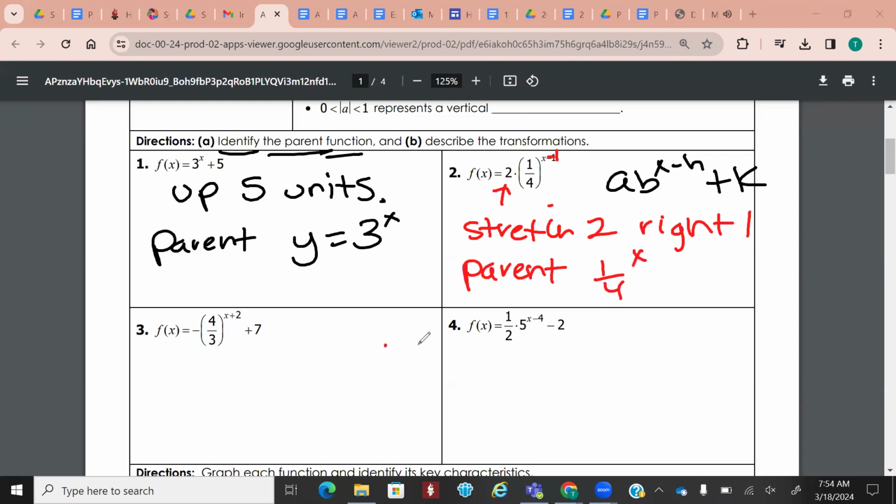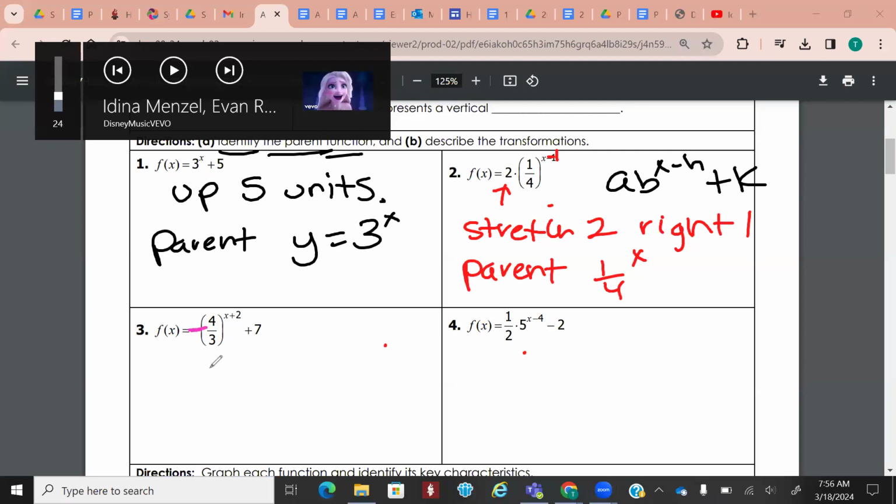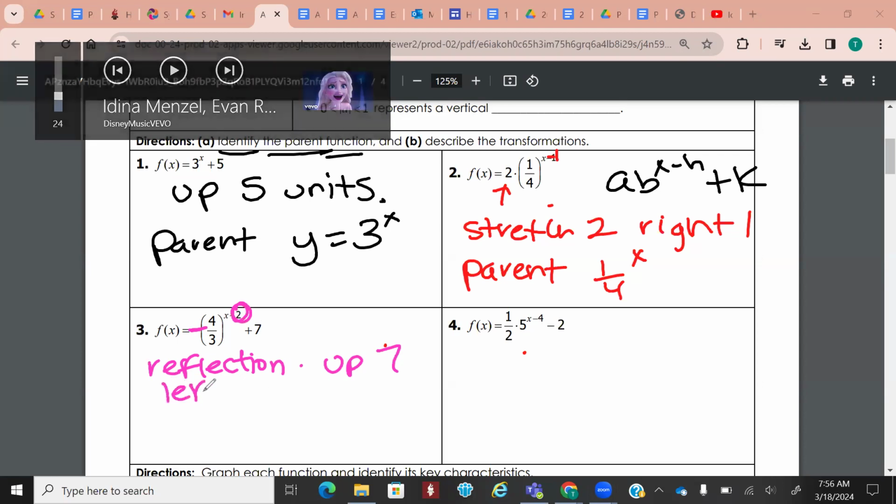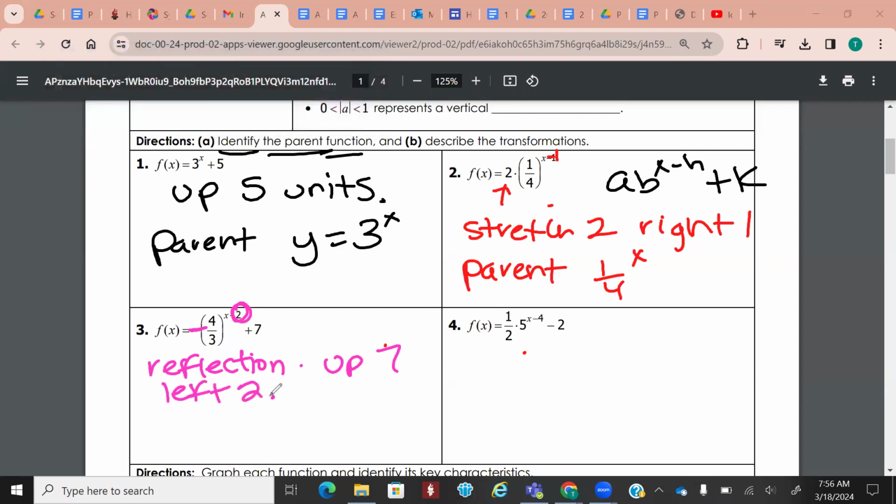Can you try 3 and 4? Describe the parent function. Think about this. Again, this should be pretty quick. That negative out front is going to be that reflection. That +7 is going to be up 7. That +2 is going to be left 2. A lot of people mess that one up. And then your parent function is whatever your base is raised to that exponent. So parent function is going to be 4/3 raised to the x.